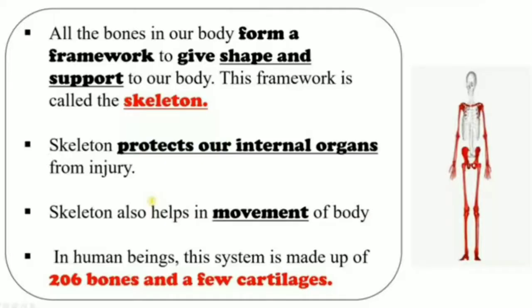All the bones in our body form a framework to give shape and support to our body. This framework is called the skeleton. The skeleton protects our internal organs from injury. The skeleton also helps in movement of the body. In human beings, this system is made up of 206 bones and a few cartilages.